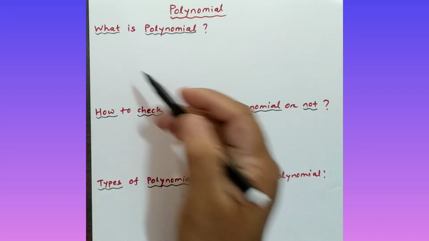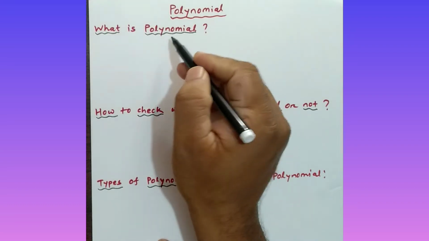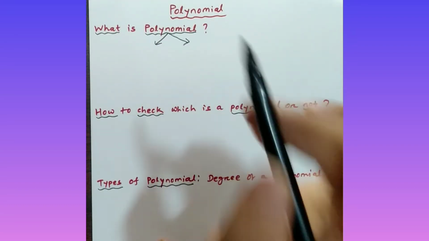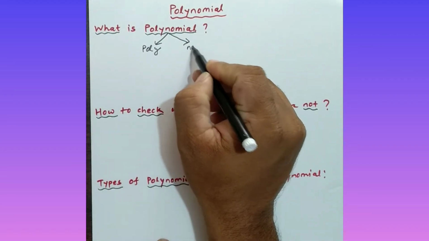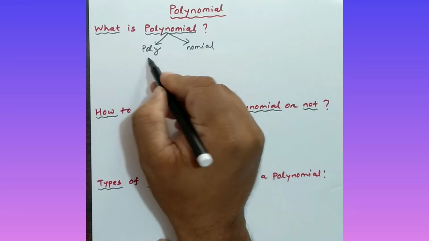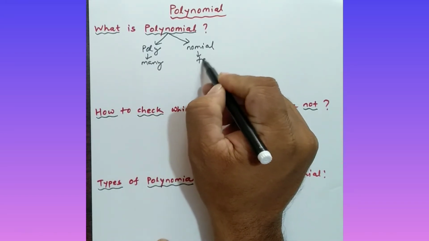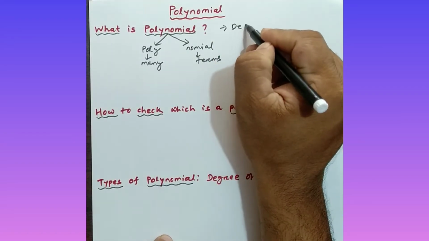The first one: what is a polynomial, what is the basic definition of a polynomial? The word polynomial is derived from two words, poly and nomial. Poly means many. Nomial means terms.